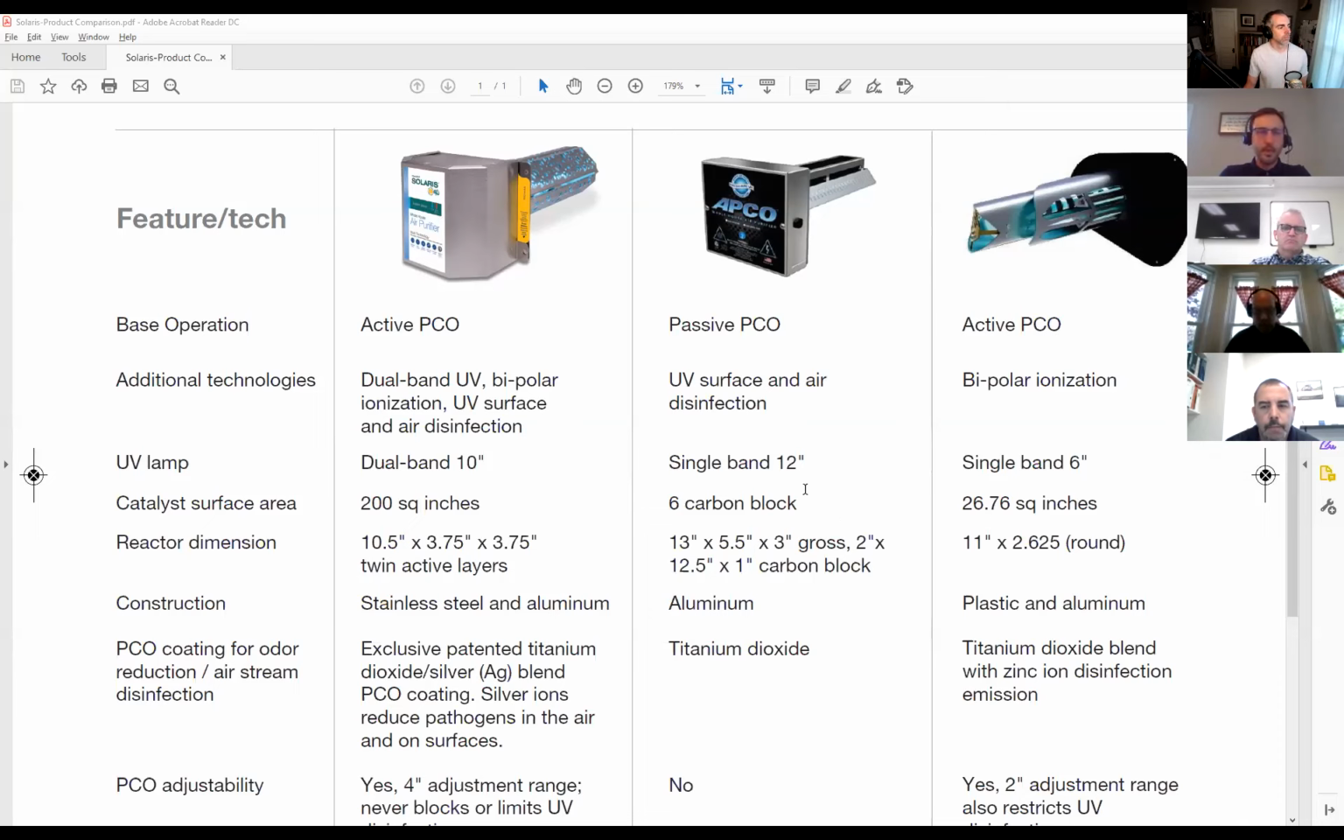So additional technologies: we use a dual band UV, bipolar ionization, UV surface and air disinfection. They do a bipolar ionization. Our UV lamp is a dual band 10-inch. They have a single band 6-inch. Catalyst surface area and reactor dimension is basically referring to the surface area that the PCO is taking place on. You'll see from our 200 square inches versus our 26.76 square inches, we have a much greater surface area for our PCO to take place on.